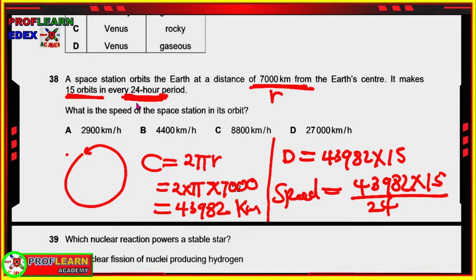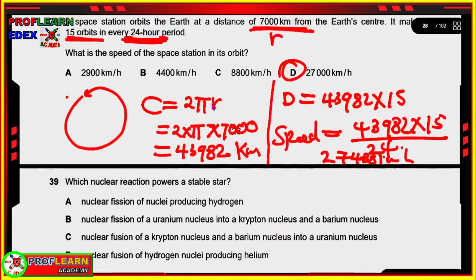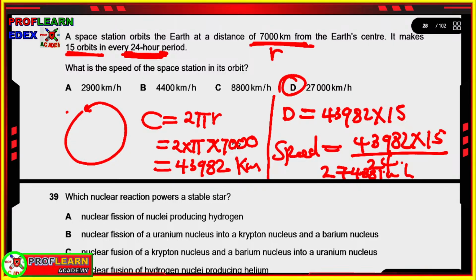If we put it in the calculator, we are going to get our answer around 27,488 kilometers per hour, rounded to D. So that becomes our final answer at that given point.